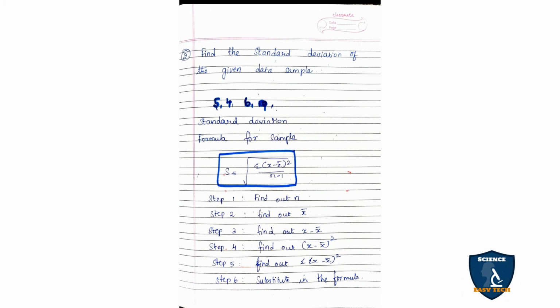So here, step 1: you have to find n. Step 2: find x bar. Step 3: find x minus x bar. Step 4: find (x minus x bar) square. Step 5: find summation of (x minus x bar) whole square. And in step 6, you have to substitute in the formula. So let's do it.